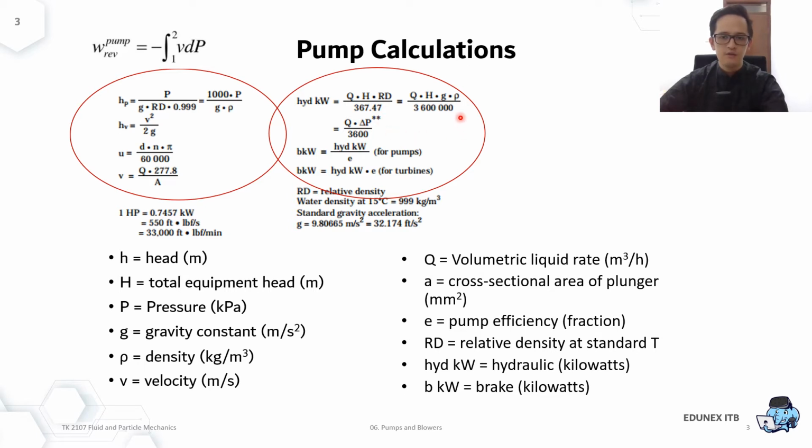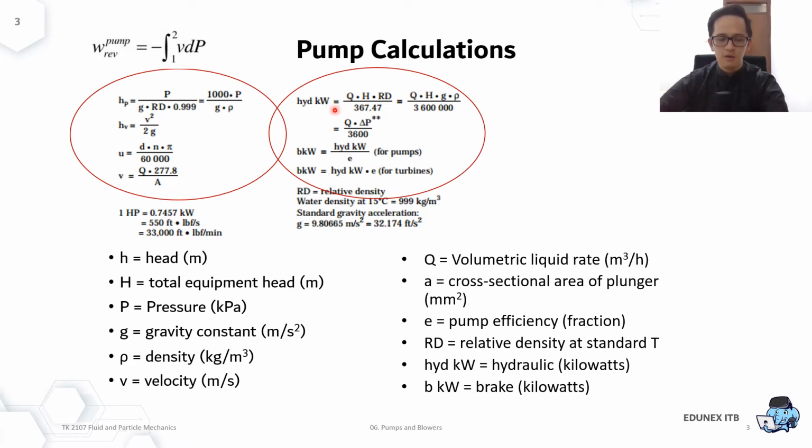So you just have to multiply the head with the volumetric flow rate, the gravity constant, the density, and then divide it by the unit conversion. Then you get the hydraulic power in kilowatts.